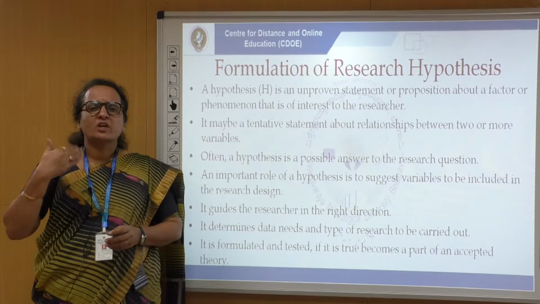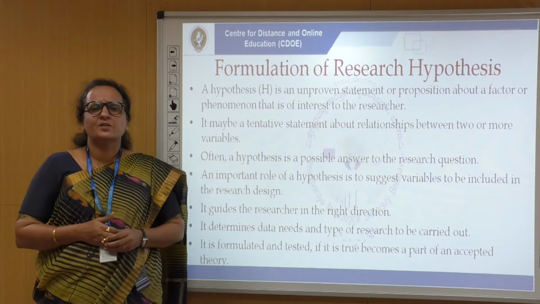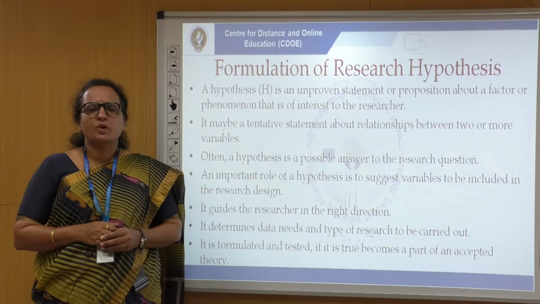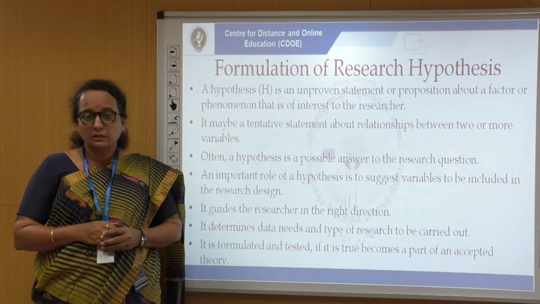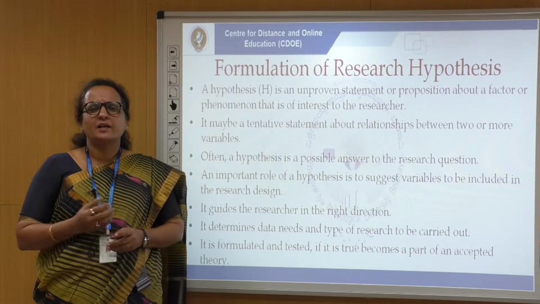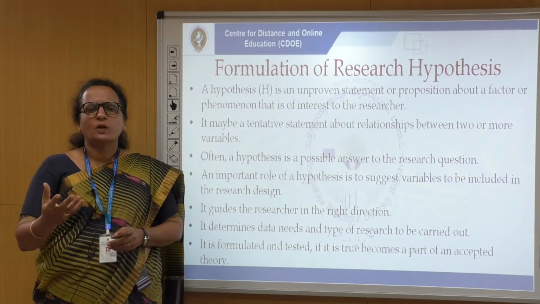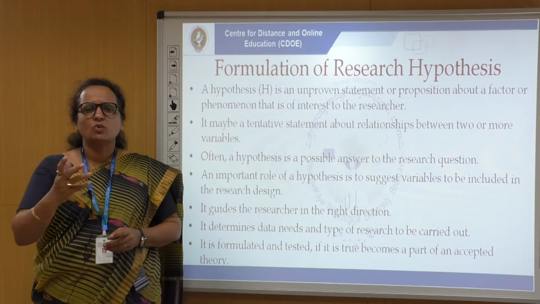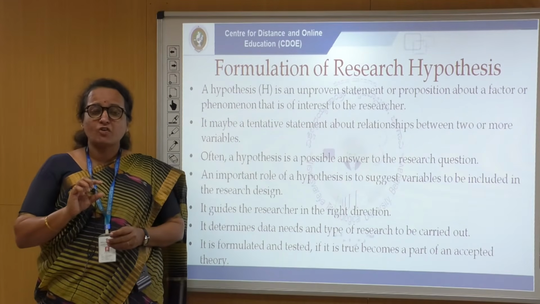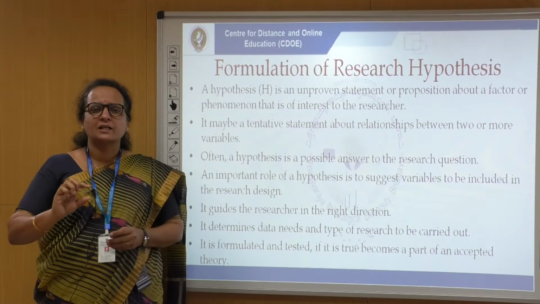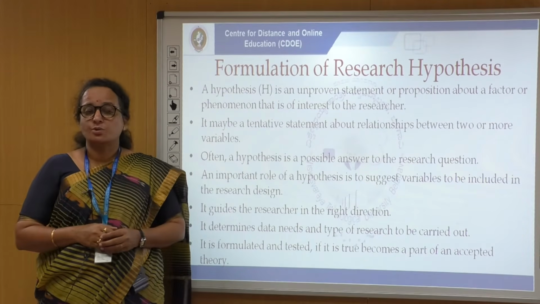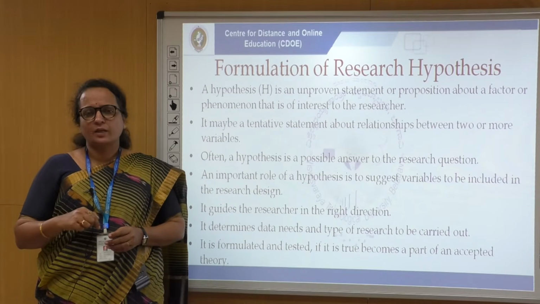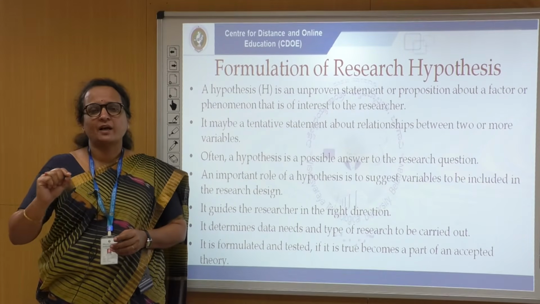For example, if the researcher is interested in studying the reasons behind declining sales, and he states a hypothesis, sales are declining because of poor quality of the product, then the researcher is very clear that he needs to collect information about the quality of the product, the customers' preferences towards the product, whether they like the quality of the product or not. All this information pertaining to the quality of the product and customer satisfaction towards the product will be studied. So it determines the type of data to be collected and the type of research to be carried out.